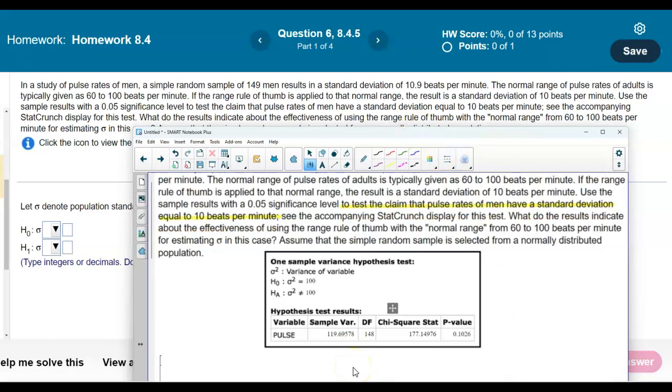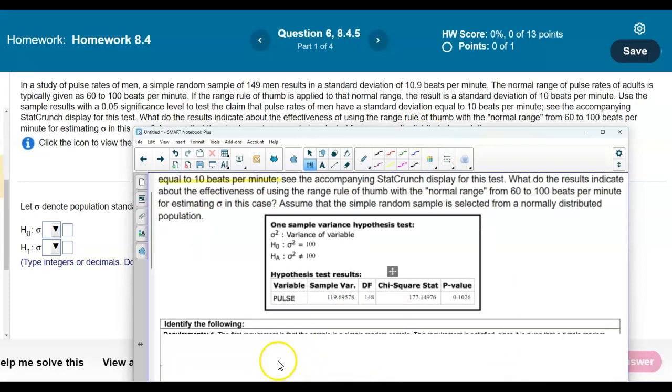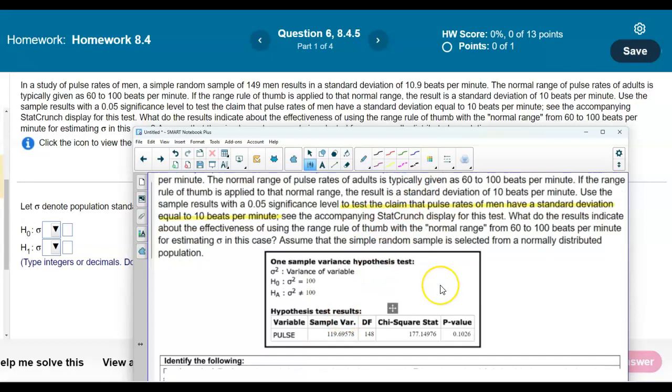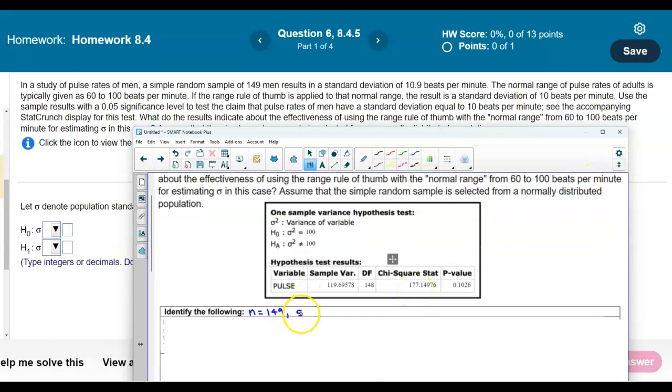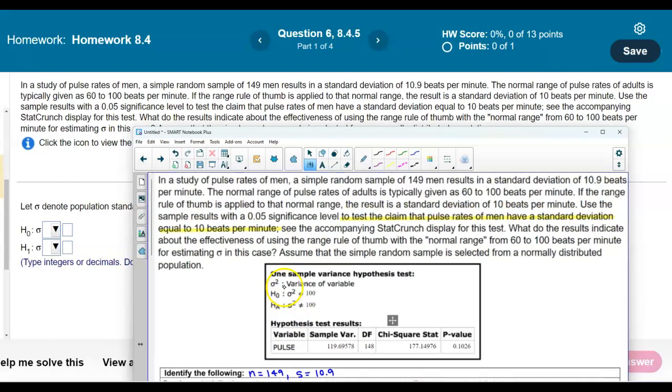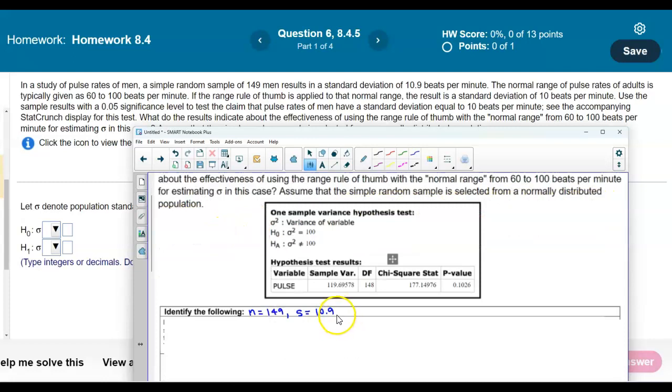Okay, so what is the information that we need from the problem? Well, we know that the sample size is given to be 149, so n is equal to 149. Then we're also given that the sample standard deviation of that sample is 10.9, so s is equal to 10.9. And from the claim, the population standard deviation is equal to 10 beats per minute.